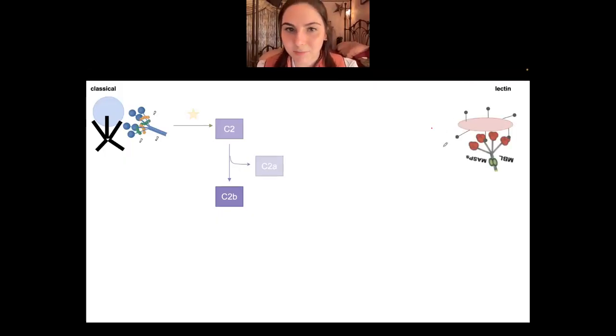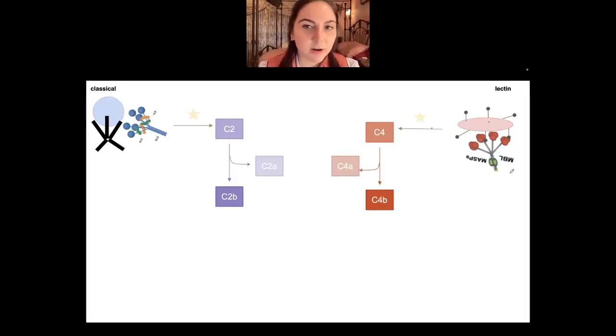Over here with the lectin pathway, we have a bacteria with mannose on the surface, like a terminal mannose, which is going to be recognized by MBL. And then when MBL binds to it, the MASPs are going to basically cleave C4 into C4A and C4B. And something that makes this even more confusing is that the classical pathway, C1, can also cleave C4. It's great, right? But MBL can only cleave C4.